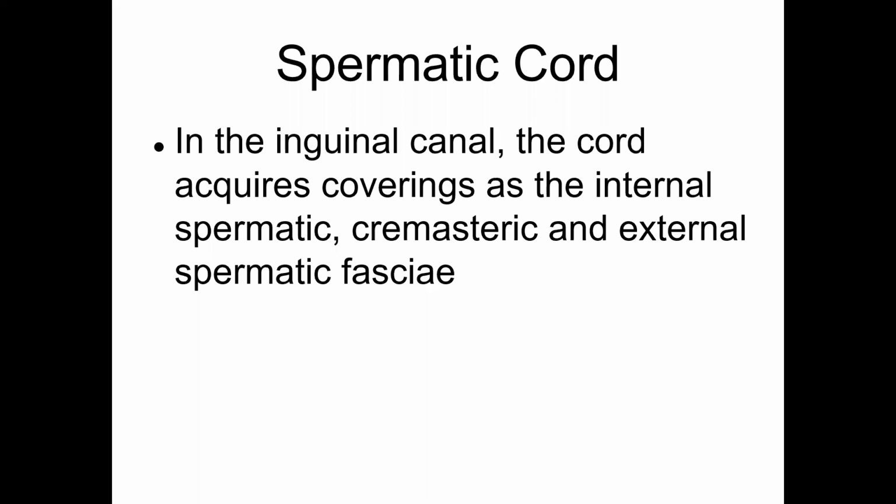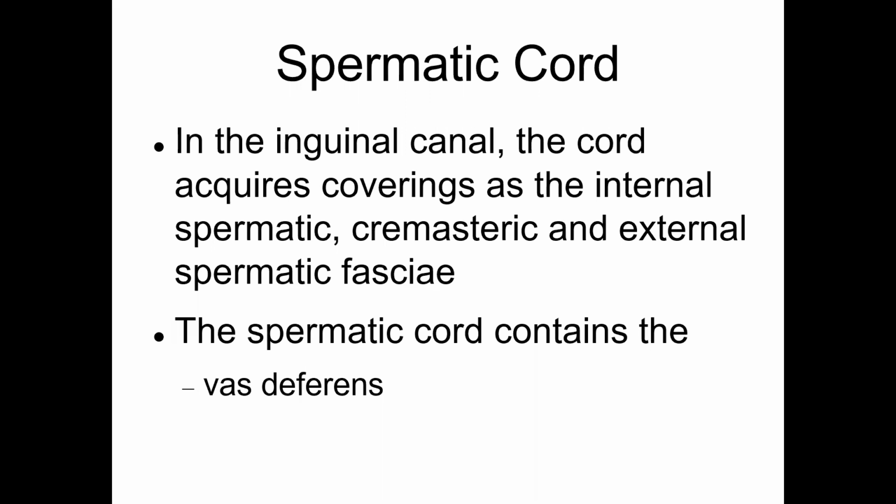Cremasteric muscle and fascia is acquired from the internal oblique and transverse abdominis. So this becomes a covering of the cord only somewhere in between the middle of the inguinal canal and all the way up to the scrotum.